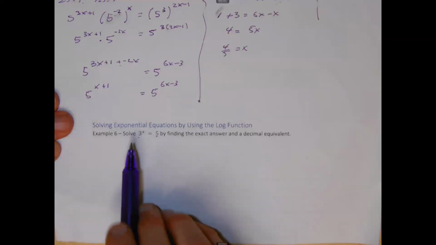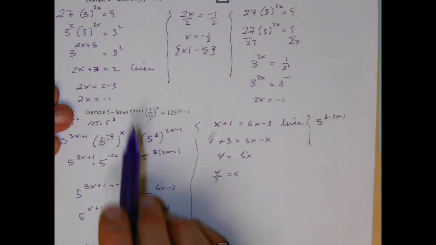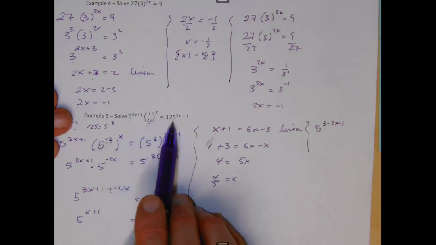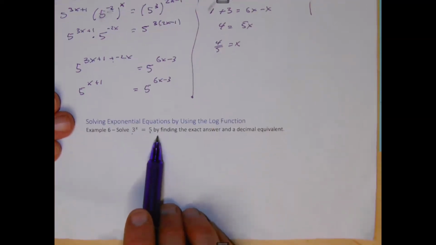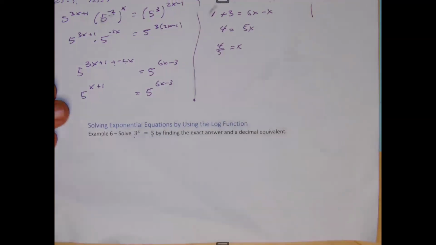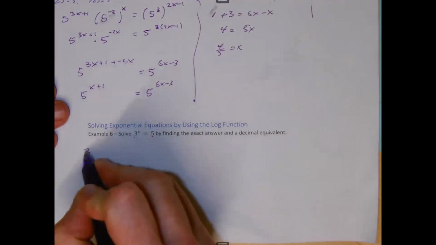So the difference here is that here I recognize everything could be written with a base of 5, but here I recognize that trying to do that is going to be laborious. So that's not going to be the approach. What is going to be the approach?